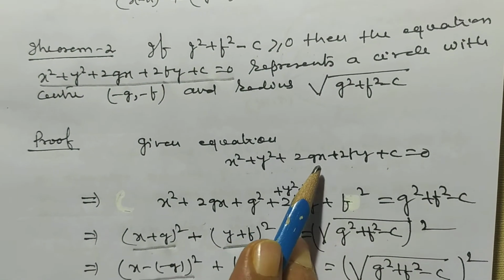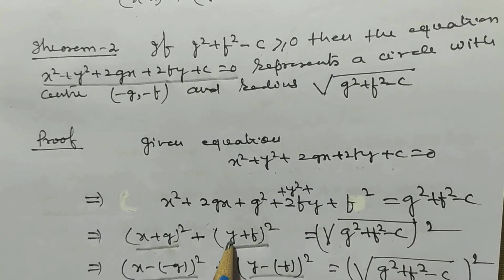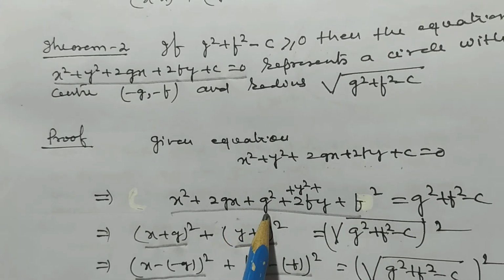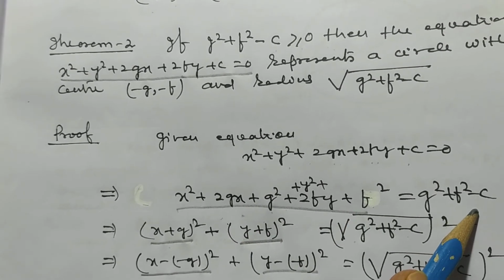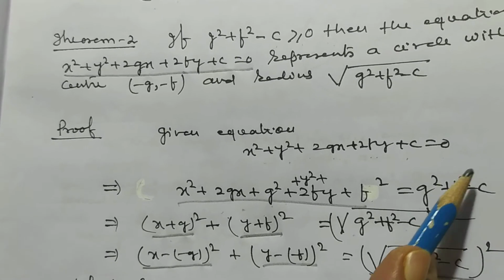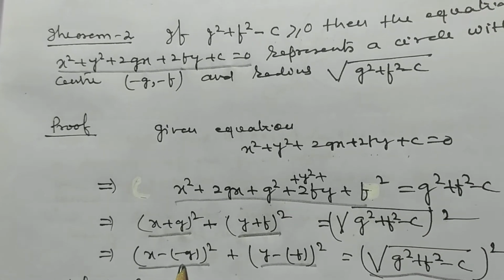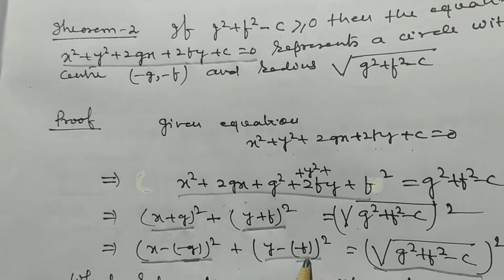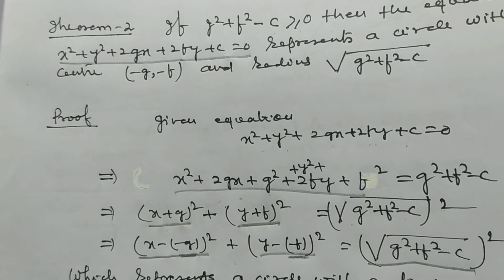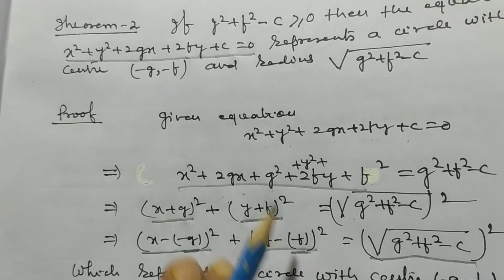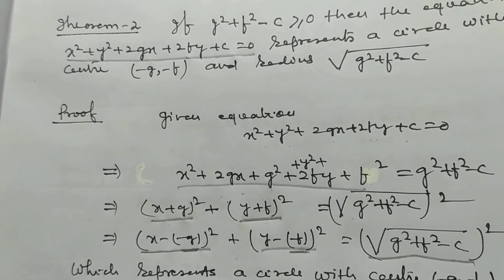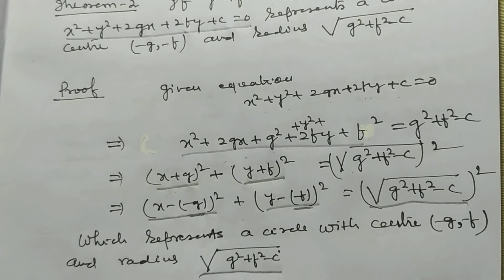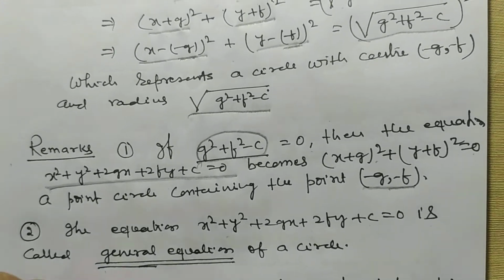x² + y² + 2gx + 2fy + c = 0. Make it a complete square by adding g² + f² on both sides after transposing the term c. It will be in this form, and you write it in the form (x − h), where h is here −g, and k is here −f. So the center is (−g, −f), obviously. In this way, we know the general form of the equation of the circle, x² + y² + 2gx + 2fy + c = 0.